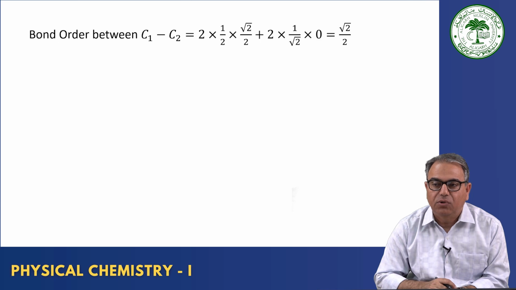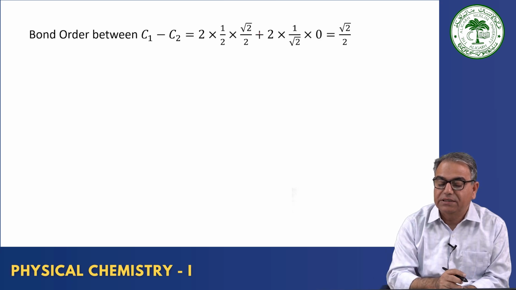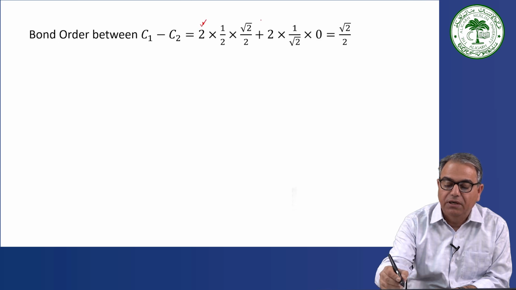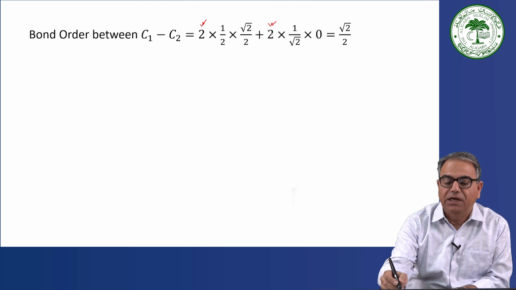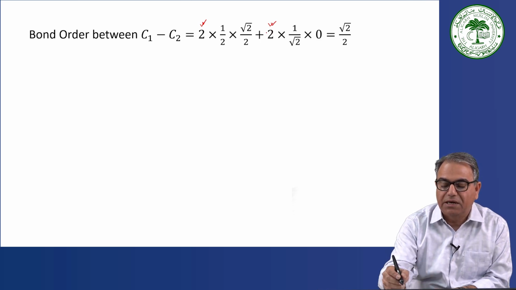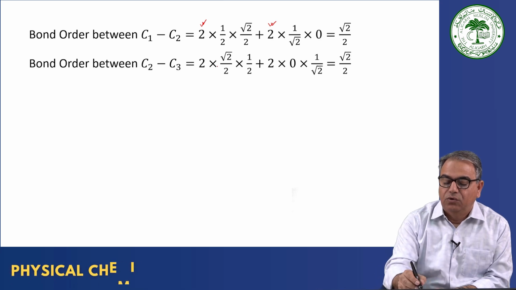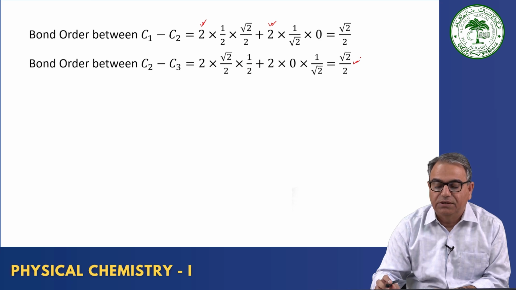Bond order. Bond order between C1 and C2, if you calculate this bond order, in case of carbanion you have 2 electrons present in the bonding molecular orbital and 2 electrons present in the non-bonding molecular orbital. So in case of free radical it was 1 because only 1 electron was there. Here in case of carbanion you have 2 electrons. So 2 multiplied by 1 by root 2 into 0. So it will be root 2 by 2. Then again 2 multiplied by root 2 by 2 into 1 by 2, and again this comes out to be C2 C3 bond order. Okay.